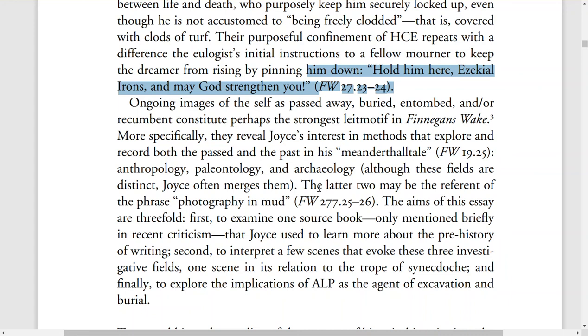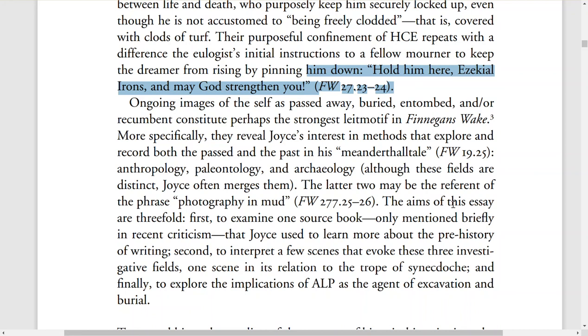Anthropology, paleontology, and archaeology, although these fields are distinct, Joyce often merges them. The latter two may be the referent of the phrase photography in mud. The aim of this essay, now, after creating the observation around the Neanderthal tale, the focal point, now we have a very precisely mentioned, clearly emphasized topic sentence, which directly, without any ambiguity, tells us what is the aim of this essay.